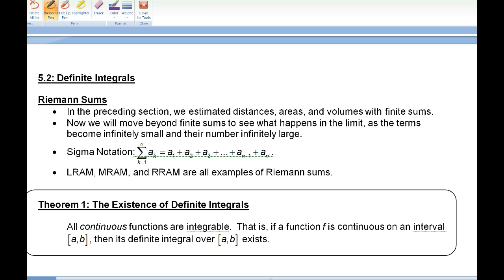Okay, so when we did the Riemann sums, right? We had the left hand, the right hand, the midpoint, and then we also did the trapezoidal. These were just approximations. That's what they're called, Riemann.